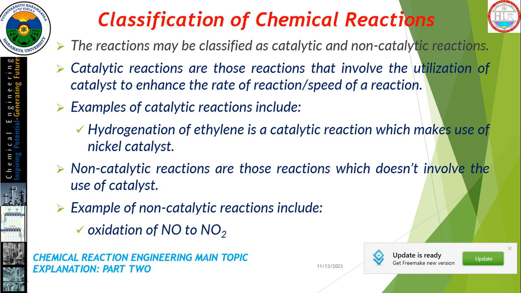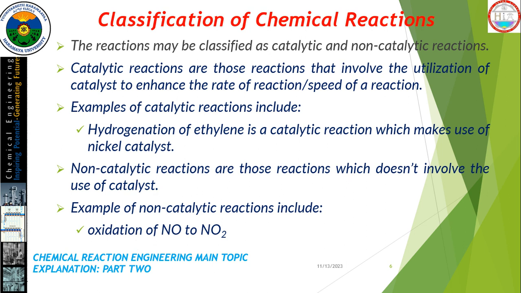An example of a catalytic reaction is the hydrogenation of ethylene, C2H4 plus hydrogen, which gives us C2H6 with the help of a nickel catalyst. This is a type of catalytic reaction because normally the catalyst doesn't get involved in the reaction, but the purpose of the catalyst is to speed up the rate of the reaction.